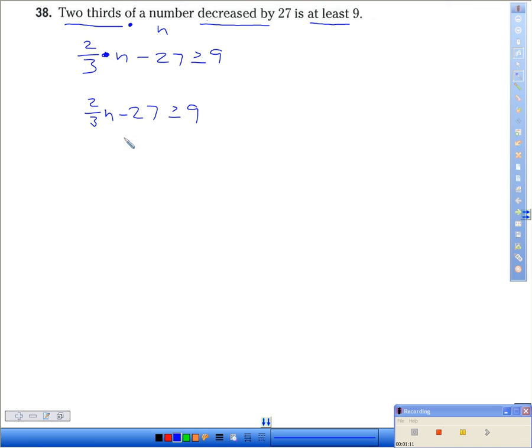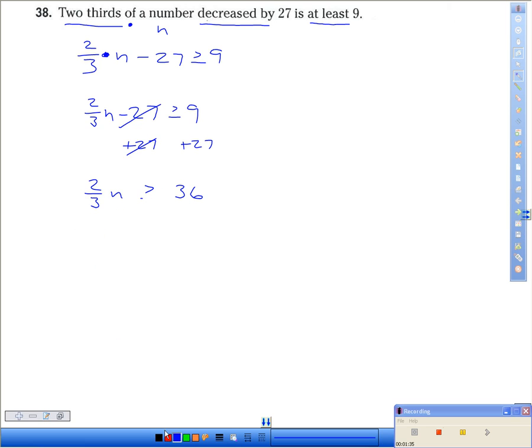And then we can solve that by adding 27 to the left and adding 27 to the right, because if we subtract 27 and add 27, those give us 0. So on the left-hand side, we'll have 2/3 n. On the right-hand side, we're going to add those together and get 36. Since all we did was add 27, we don't need to do anything with the sign except bring it down. 2/3 n is greater than or equal to 36.